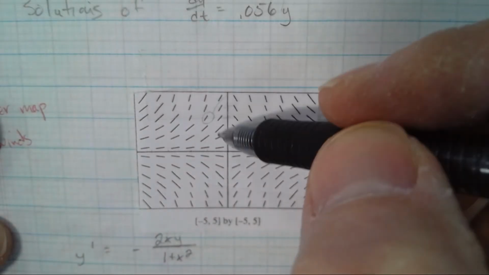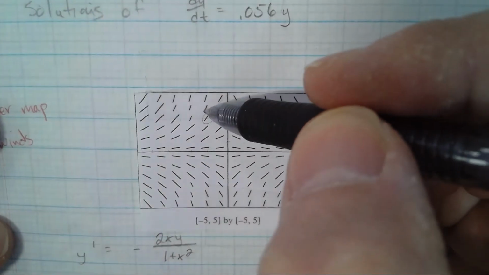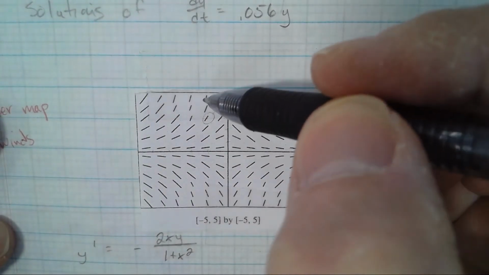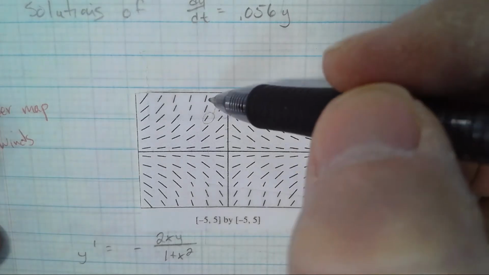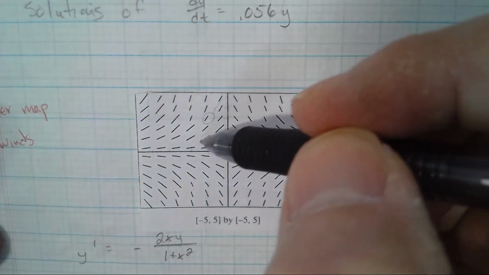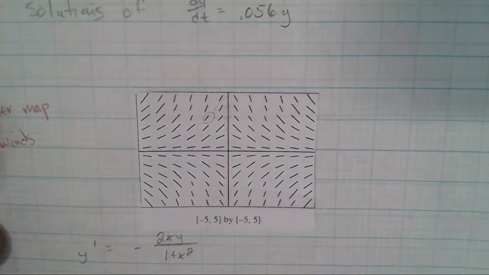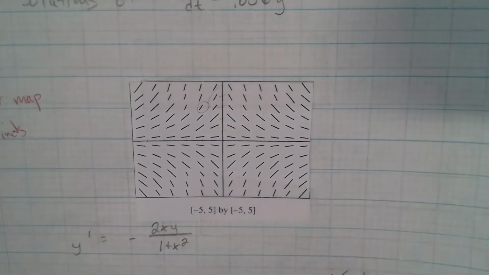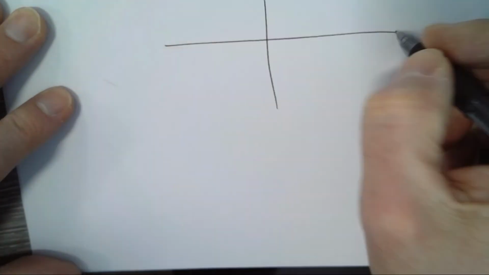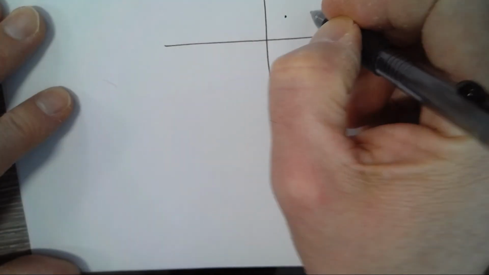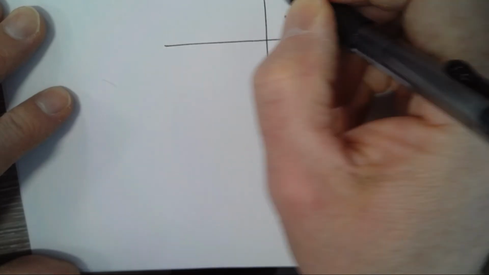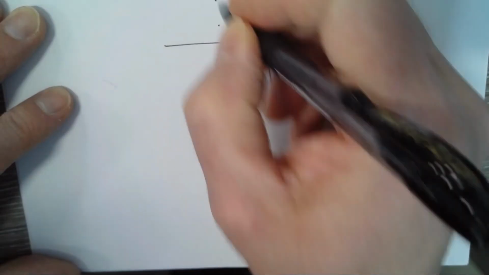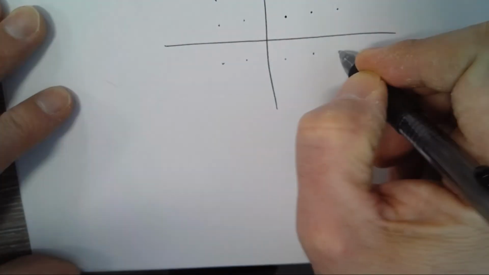So -1, 4 looks like it's a little steeper. -1, 5 might be 5. It's definitely steeper. -1, 1 is a flatter slope. So you might be asked on the AP exam to create a slope field. You might be asked to match a slope field with a differential equation. So just making a slope field, I'll show you what it looks like.